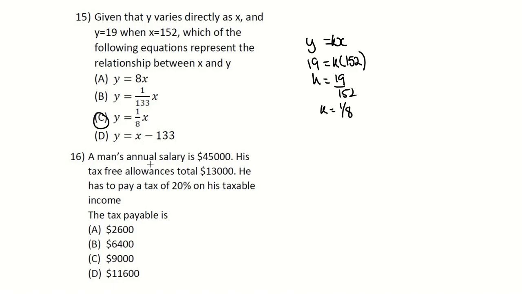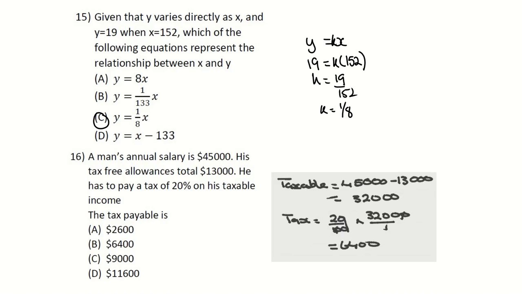Number 16, the value of an annual salary is, we did this question already as well. I believe the answer was 6,400, if I'm not mistaken. Yep. The taxable income was 32,000. 20% of 32,000 was this, right? So if I have done the question already, I'm just going to take the answers and the working for it that I already have, and just put it in.